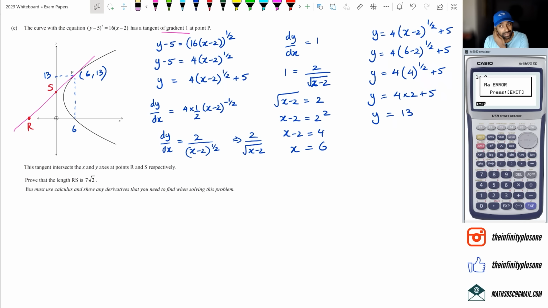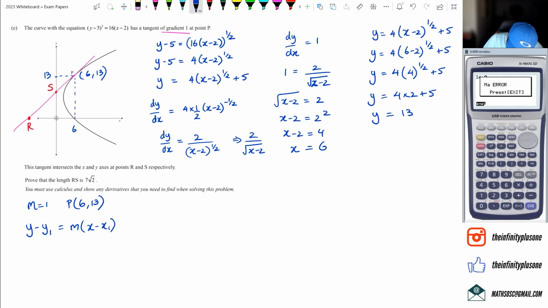So now that I have the pink line's gradient, which equals 1, and I also have the point it goes through, which happens to be (6, 13), I can work out the equation of this line. And if you remember, we did something similar earlier in 1c, where we had to put x equals 0 and y equals 0. That's pretty much what we're going to do. But before we do that, we need the equation of the pink line. We know the gradient, which is 1. We also know the point it's going through, which is P, (6, 13). So I'm going to write an equation for this.